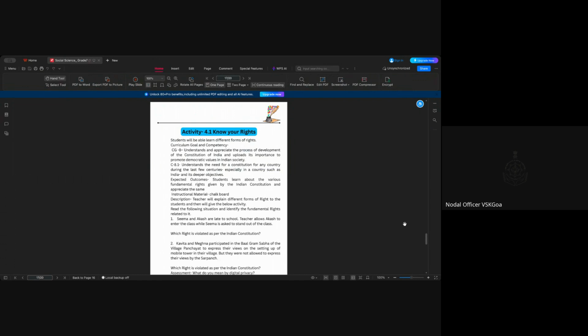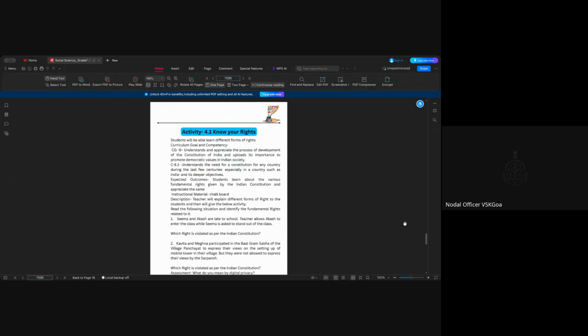There's one more example given under this activity. Kavita and Meghna participated in the Bal Gram Sabha of the village Panchayat to express their views on the setting up of a mobile tower in their village. But they were not allowed to express their views by the Sarpanch. So the question is, which right is violated as per the Indian Constitution?